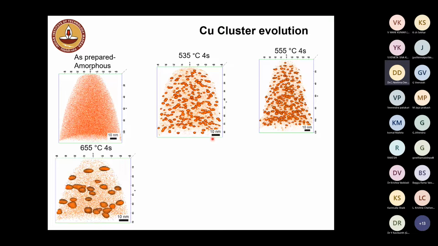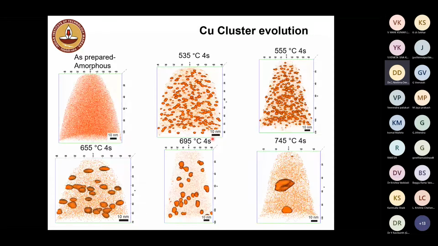The size of the copper cluster increases with increasing temperature, with decreasing number density. You can go to high temperatures. Now you can see at 745, where iron borides are being formed, the copper cluster looks like a reasonably big precipitate of 50 nanometers in dimension, starting from 3 to 5 nanometers. So that means there is a continuous coarsening process happening as a function of temperature, increasing in size and decreasing in number density.